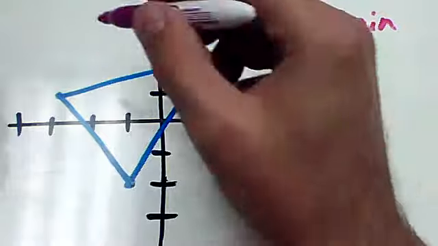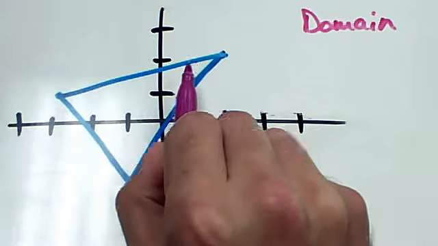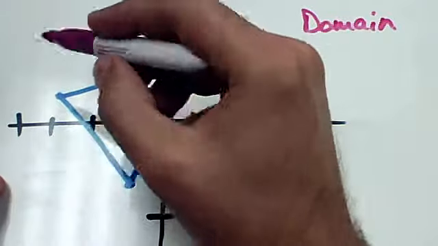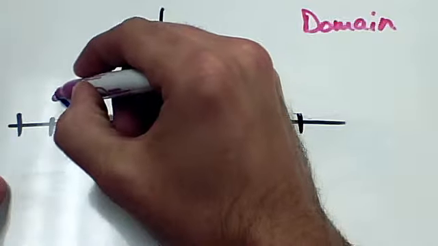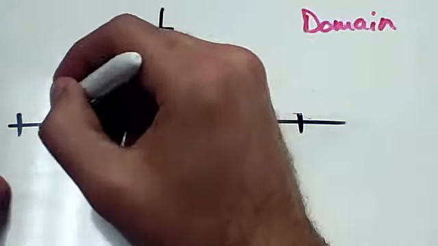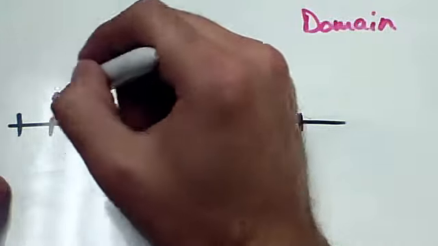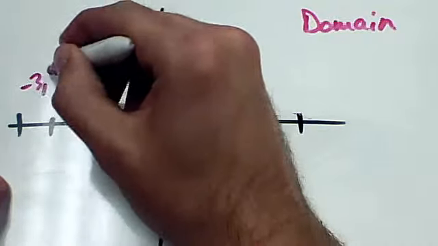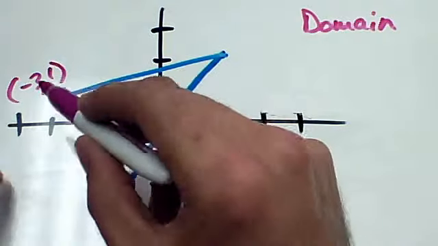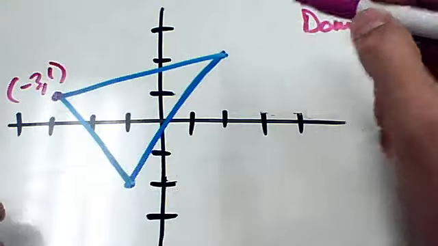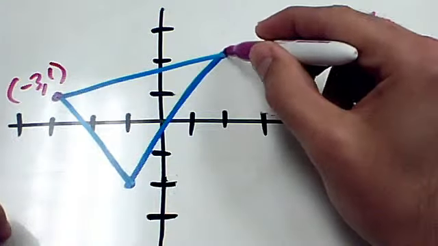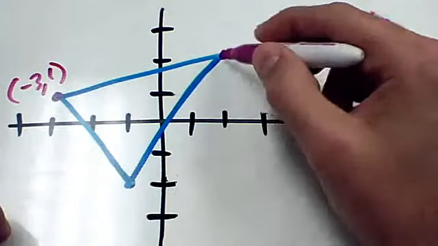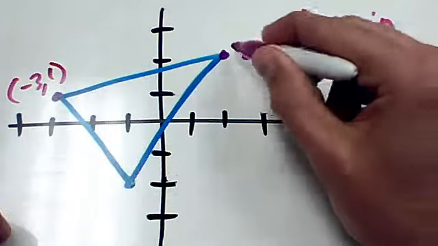leftmost point of this graph. If we just take our pencil, it's this point right here. This is the farthest point. Let's label that point. That's 1, 2, 3. So -3 and 1. It's (-3, 1). Okay, let's find the farthest right point. That would be this point right here, which is at (2, 2). So this is at 2 and 2.